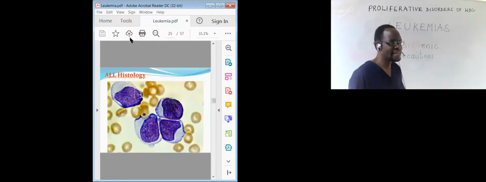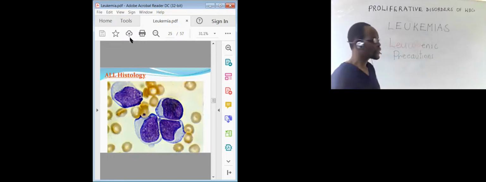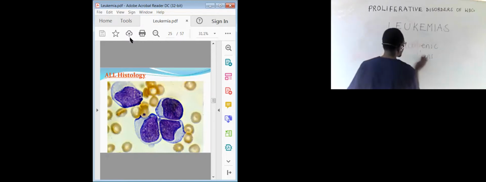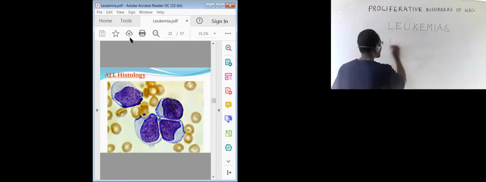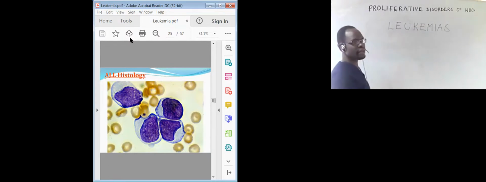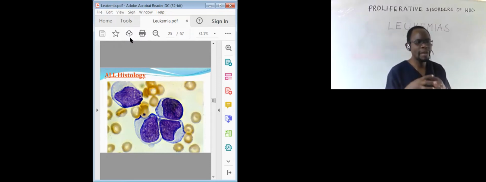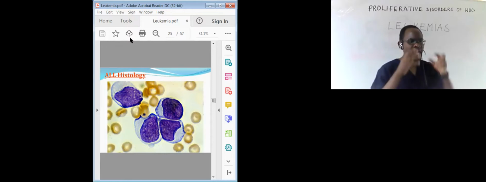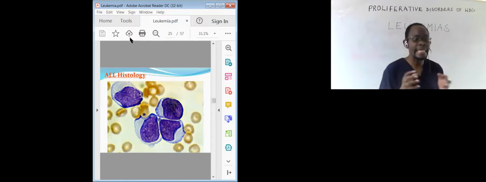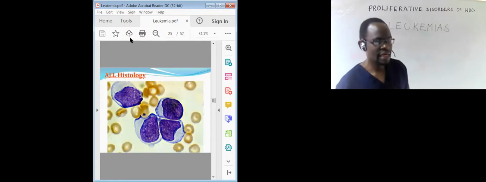Now, remember we said that when blood is investigated, they see lymphoblasts, they see blasts. You see how big those cells are? Those are basically lymphoblasts. So that is why it is called acute lymphoblastic leukemia. They are still big, as you can see in that diagram.